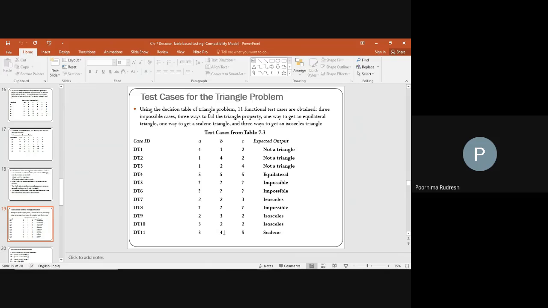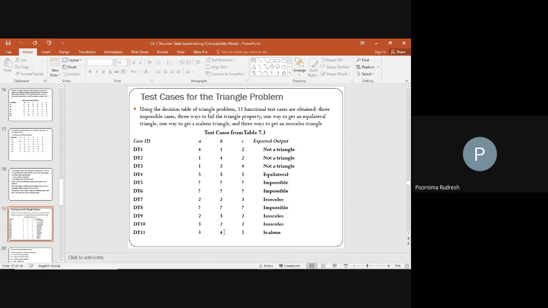Right. So, as you know, the decision table consists of four parts: stub part, entry part, and in the stub part we have two parts. One is the condition part and the other one is the action part. Condition part is represented by C and action part is represented by A. Conditions are nothing but the inputs, whereas the actions are nothing but the outputs.